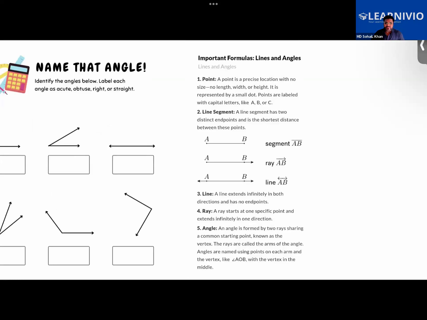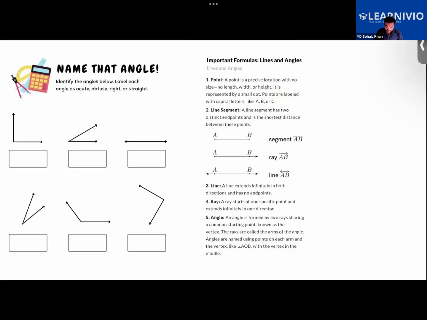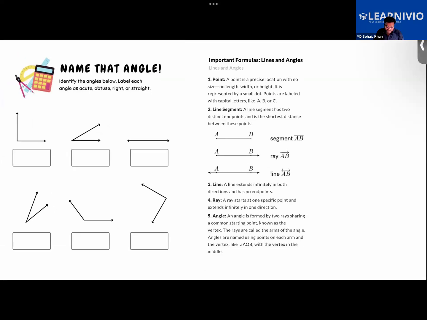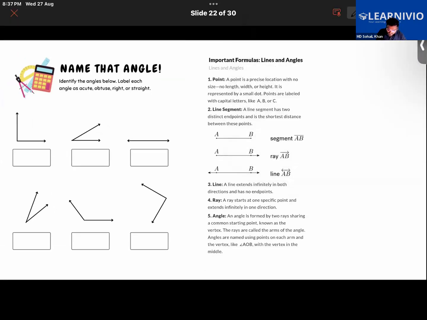So some of the basic things we have learned in the chapter, like we have learned about point. A point is basically a precise location and it does not have any dimension. Right now, this is a point. So what does a point tell you about? A point tells you about location, just like, for example, on a map.